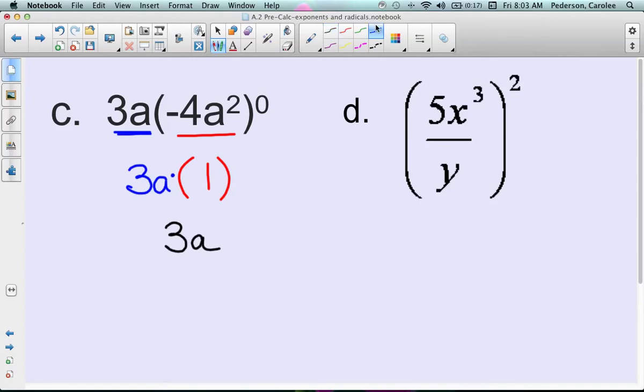Coming over to example D, what we have here is 5x cubed divided by y, and everything is squared. So I'm going to distribute a 2 power to all three pieces. So let's take care of this first piece. So 5 squared, x cubed squared, and then over y squared.